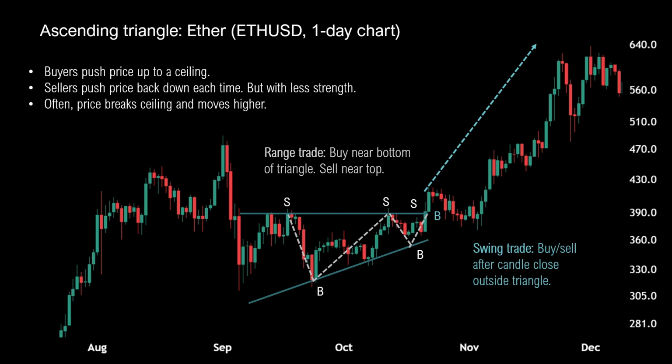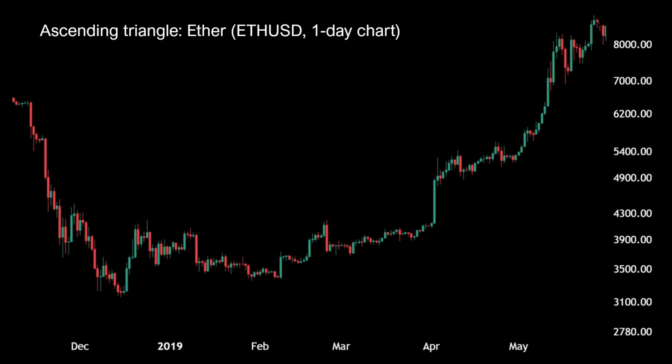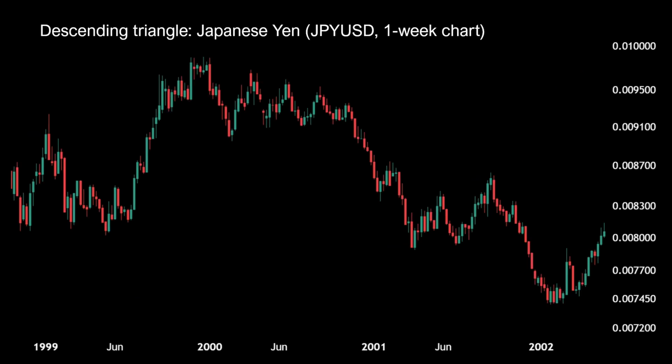Also notice how the price came back down to retest the top of the range after it broke out, and that would have been another great time to buy. And here's another ascending triangle for Ether on the one-day chart. This one did not retest the top of the triangle before breaking out. Now, ascending triangles tend to be bullish because the price is making higher lows and eventually breaks through the ceiling.